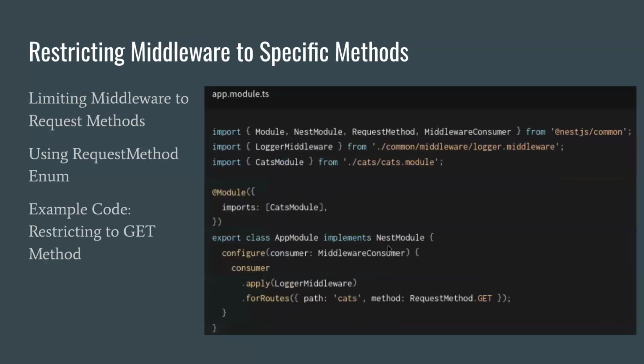Restricting middleware to specific methods. You can also further restrict middleware to a specific request method by passing an object containing the route path and request method to the forRoutes method. Here, we are limiting the logger middleware to only handle GET requests for the cats route.